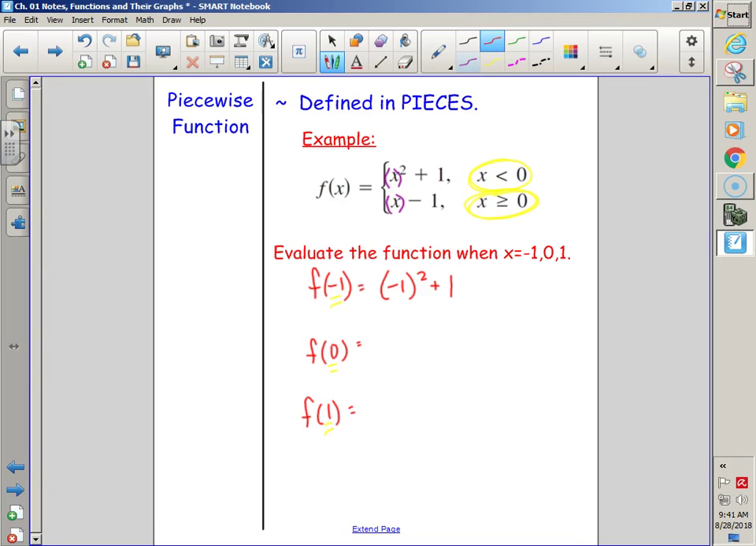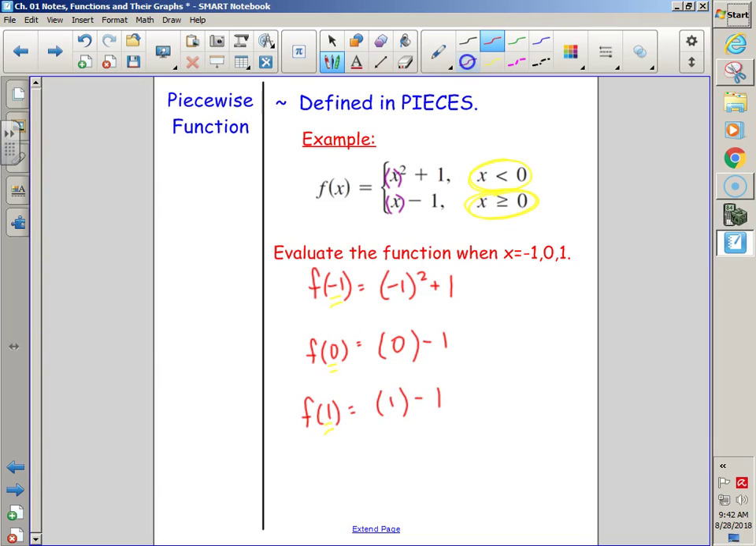0, what piece is he? The first piece or the bottom piece? Second piece? Second, because of the or equal to, right? So then that's going to be plugged in to the minus 1. And then where's the 1 get plugged in? First piece, second piece. Because 1 is greater than or equal to.